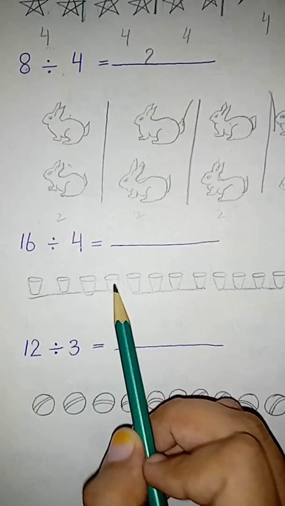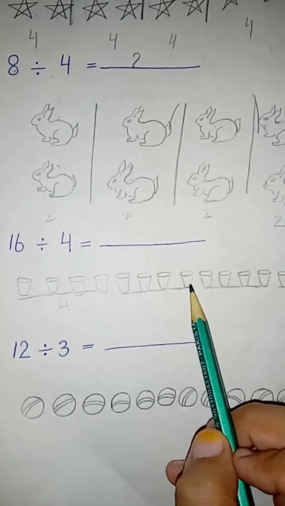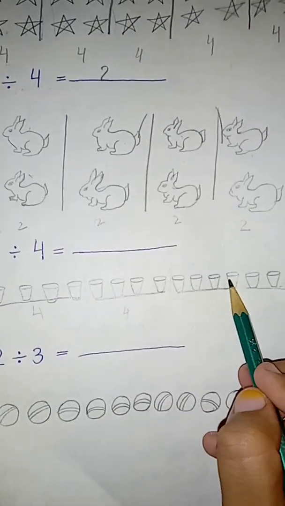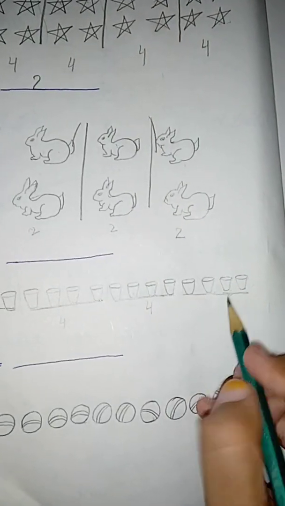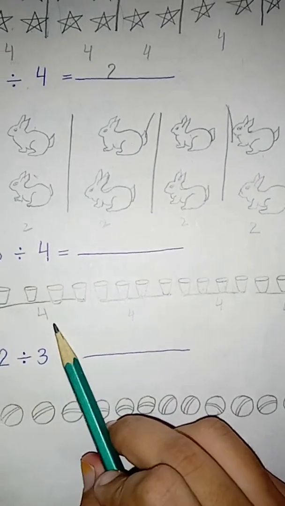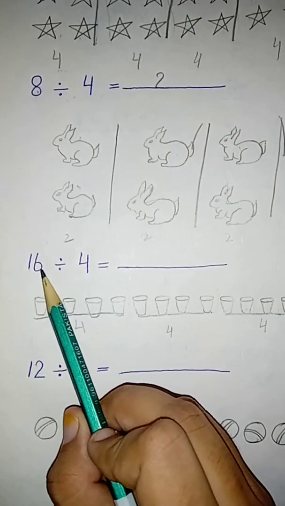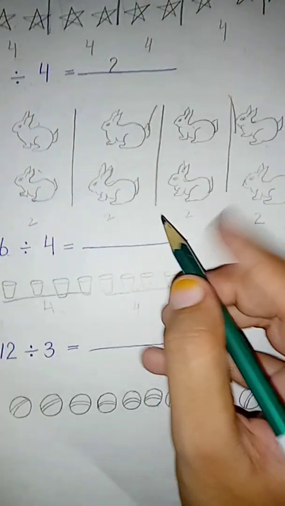1 2 3 4. 1 2 3 4. 1 2 3 4. 1 2 3 4. In each group we have 4 glasses. So our answer is 4. When we divide 16 into 4 groups, our answer is 4.